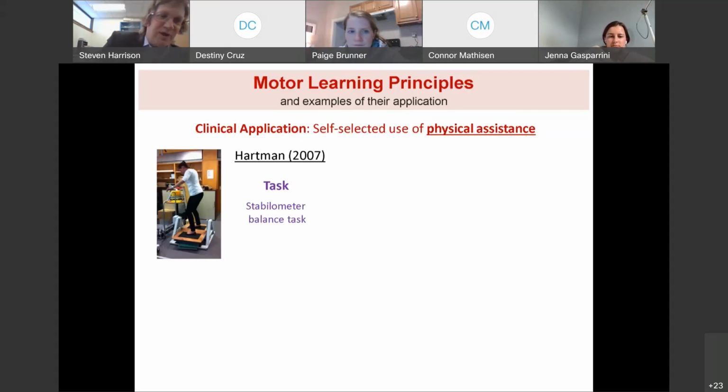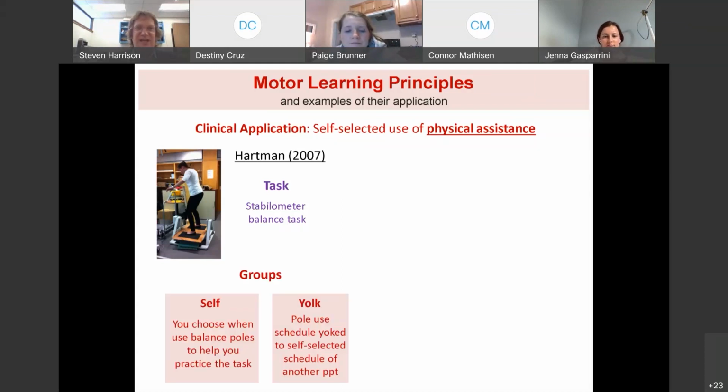So here we have a study where they're looking at a stabiliometer task, and this is a bit of apparatus that gets used in a few clinics to create a dynamic balance task, where you actually create an unsteady surface for someone to train their balance on. It can be effective for training muscles that are going to be useful for maintaining effective balance, and for training balance in general. Okay, so we're going to study this task, and we're going to have two groups.